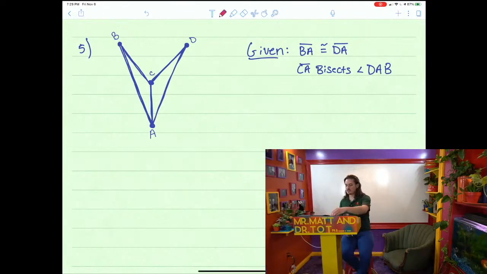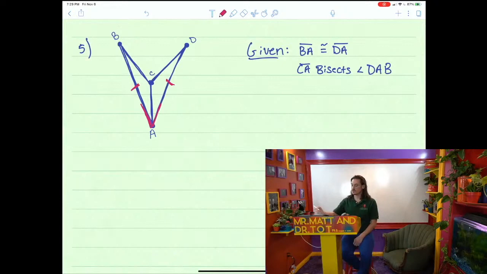Okay, so looking at number 5, we know that side length BA is congruent to side length DA, and then they tell us that line segment CA bisects angle DAB. So DAB is this larger angle right here. So if CA bisects it, that means that it splits it into two separate congruent angles.